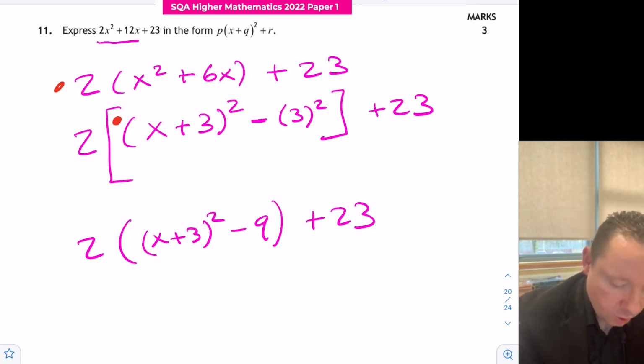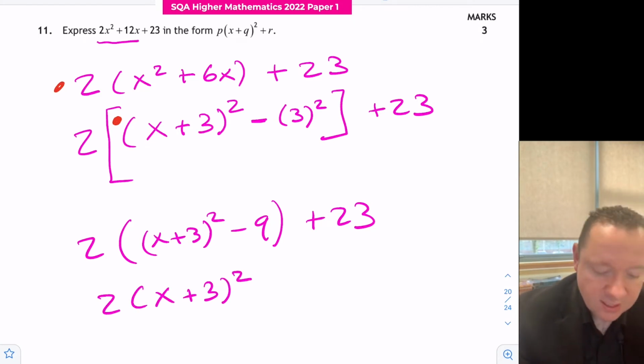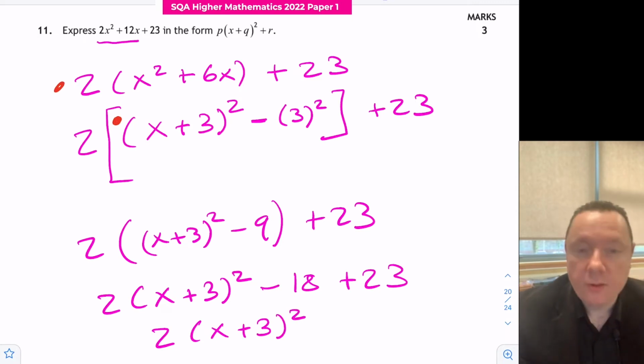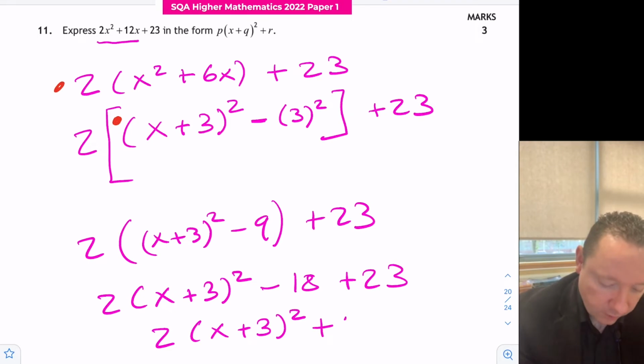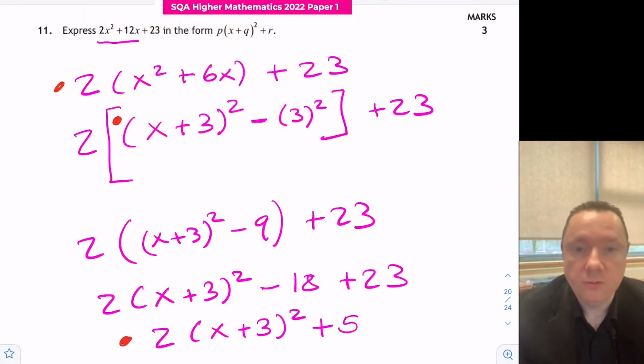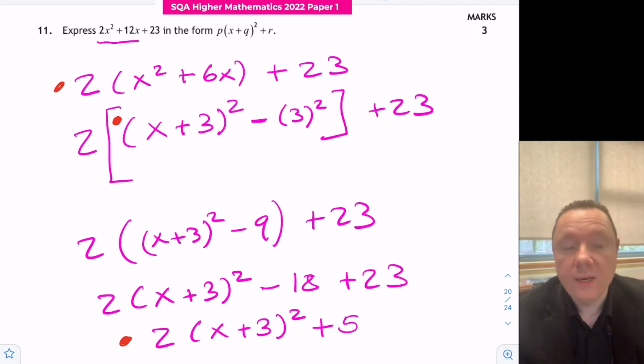So that's 2(x + 3)². 2 times 9 is 18, so minus 18 plus 23, which gives us a final answer of 2(x + 3)². 23 take away 18 is 5, so plus 5. So if you can get your final mark by following your working through, you get your final answer there. So that's method 1, that's one way to do it.